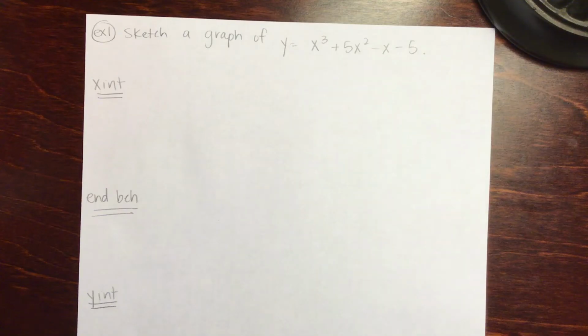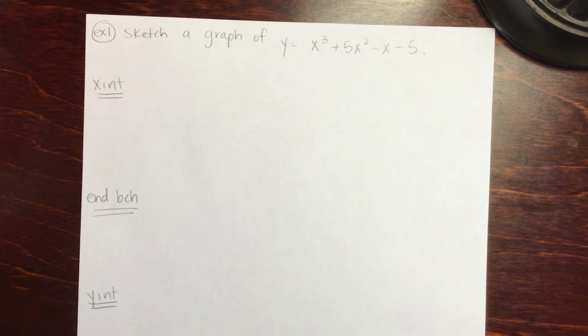When you are sketching the graph of a polynomial, you need to figure out the x-intercept, the end behavior, the y-intercept, and then you'll actually be able to draw your sketch. Whenever I ask you to do this in class, I will have these steps written to try and give you a little bit more structure.